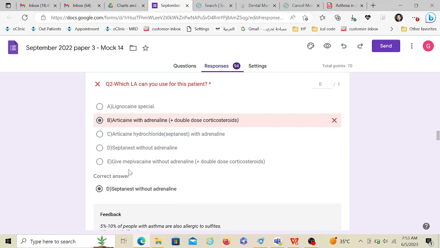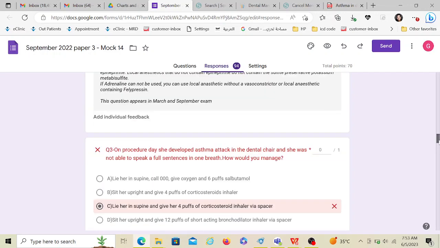If this was not the option, then probably I would have thought about this. Okay. Now we come to this: on procedure day, she developed an asthmatic attack in the dental chair and she was not able to speak a full sentence in one breath, meaning she's having a severe attack. So how would you manage?